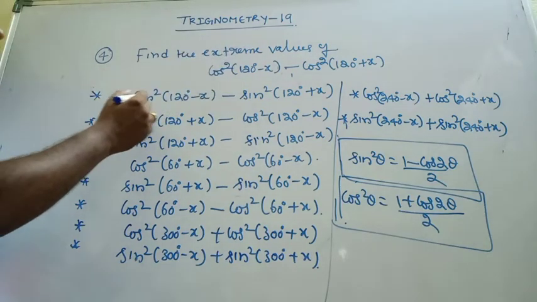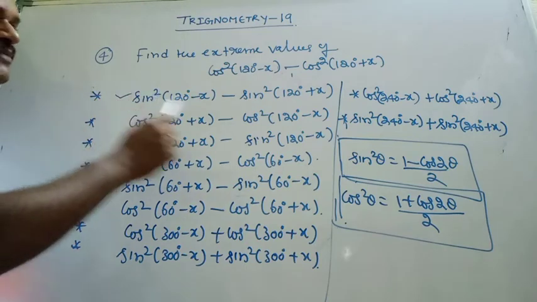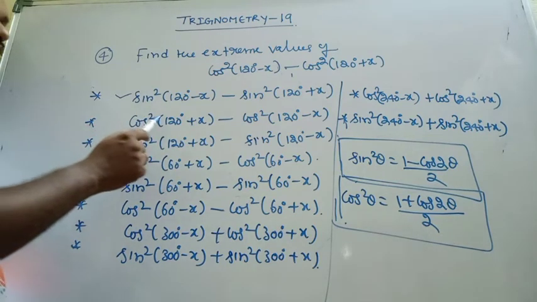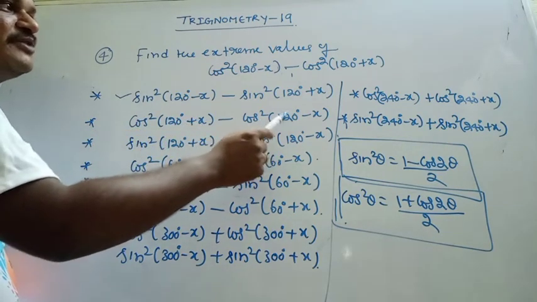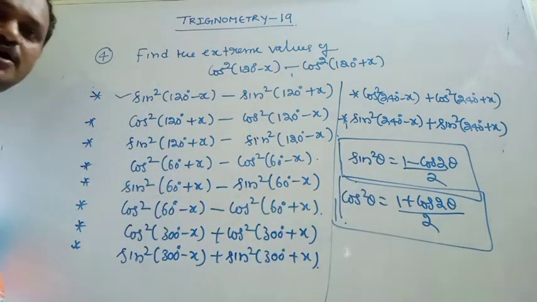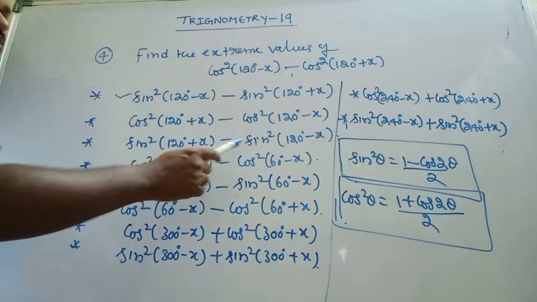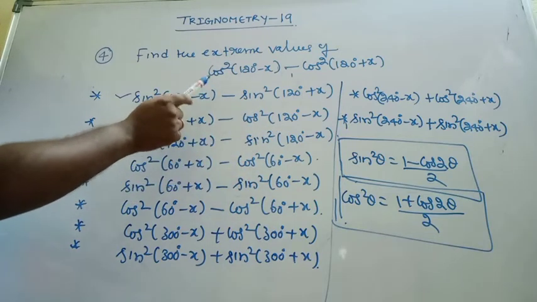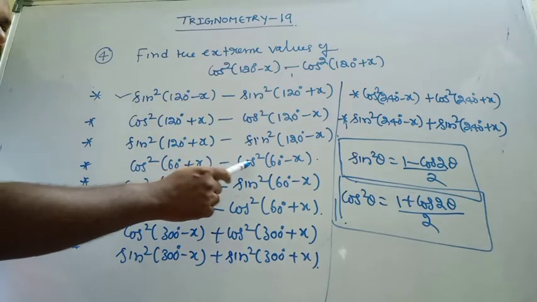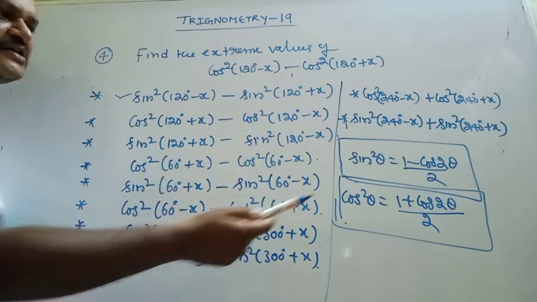Now in the same way, sine square 120 degrees minus x minus sine square 120 degrees plus x, this problem also, by applying the sine square theta formula, you will get as usual. Here also, cos square 120 degrees plus x minus cos square 120 degrees minus x is just the reverse of our fourth problem. Using this formula, we get this in the same way. Similarly, sine square 120 degrees plus x minus sine square 120 degrees minus x is just the opposite sign of this one. In the same way, cos square 60 degrees plus x minus cos square 60 degrees minus x can also be solved by taking this formula.